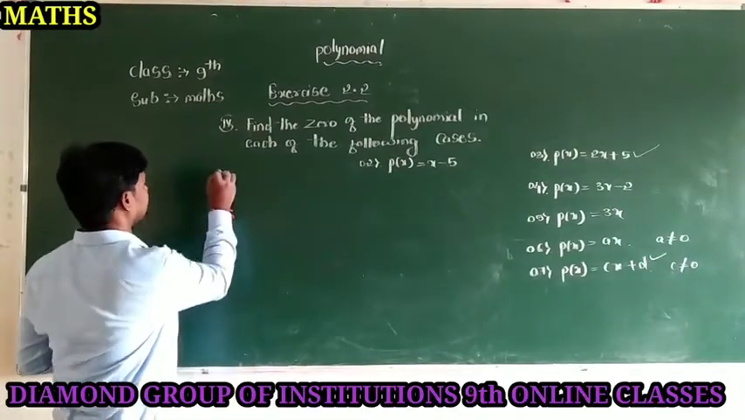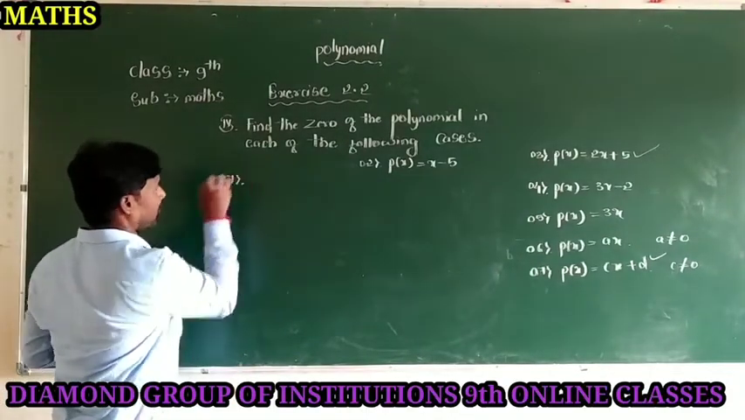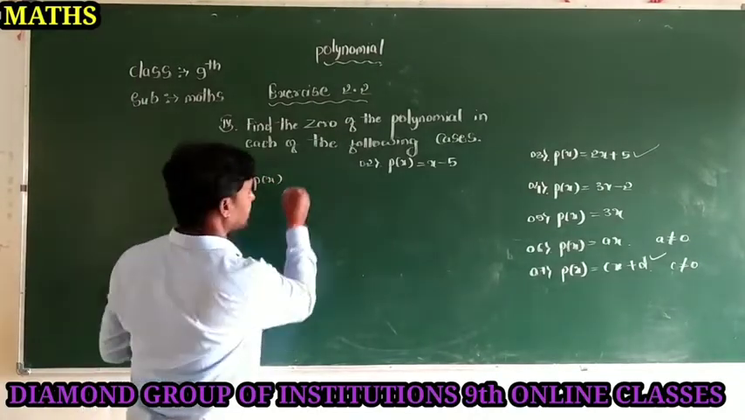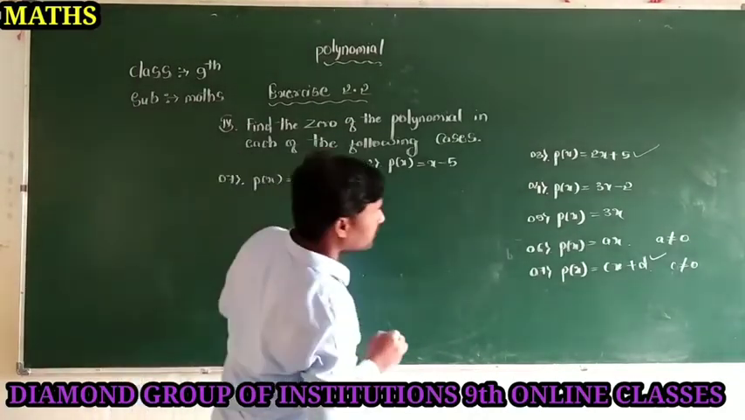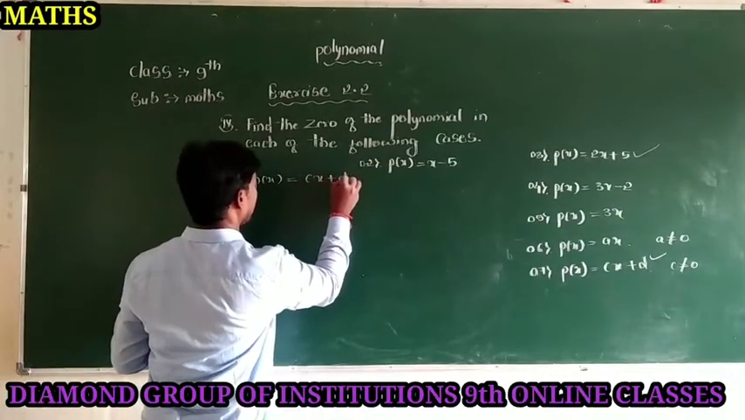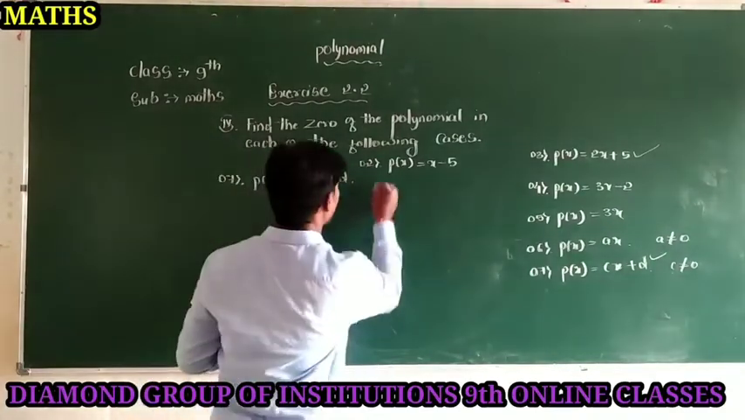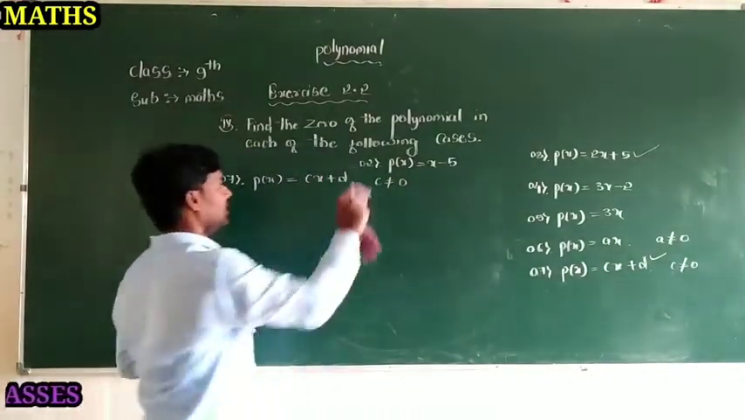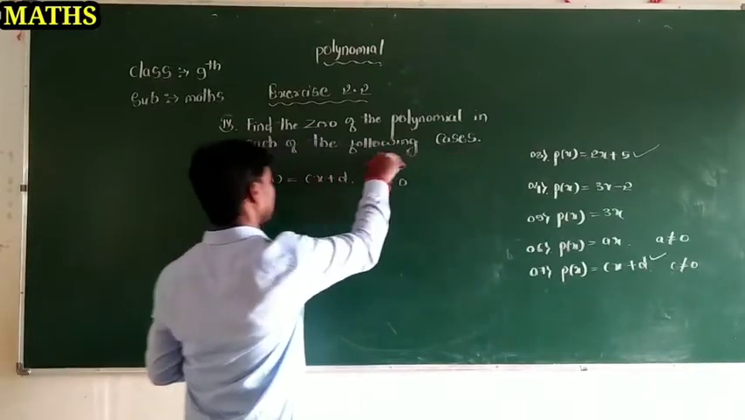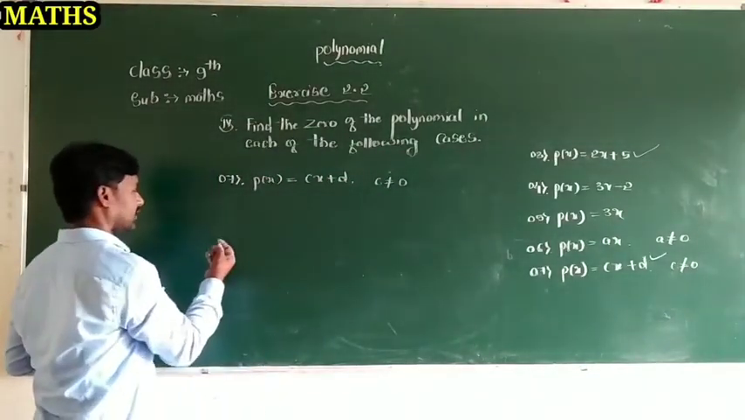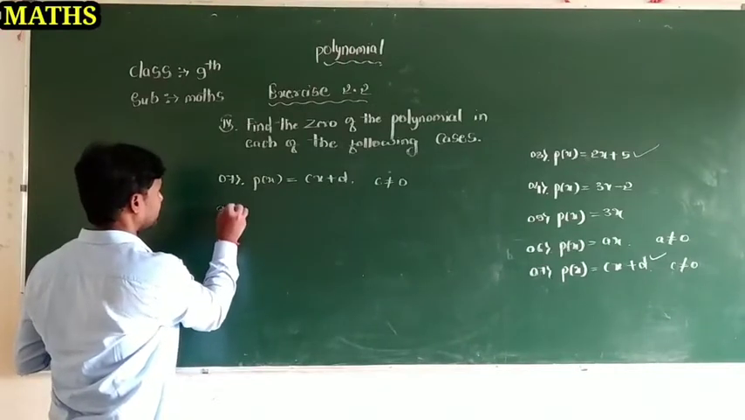Seventh question is like this. What is given? P of x is equal to cx plus d, and he has given the instruction that c is not equal to 0. So c is not equal to 0; c will never be 0, the instruction is already given. So let us come to the solution here, dear students.